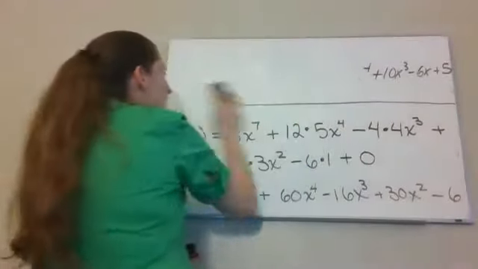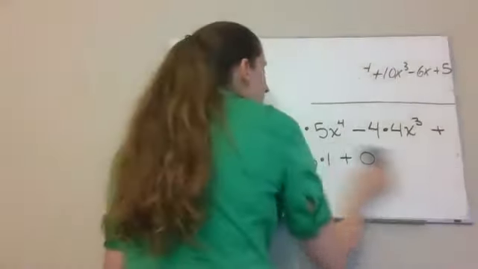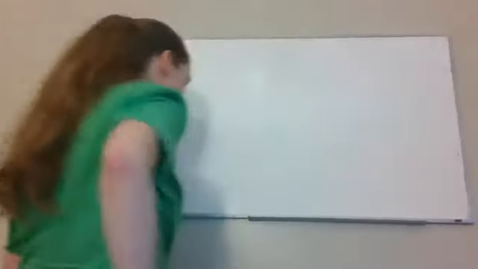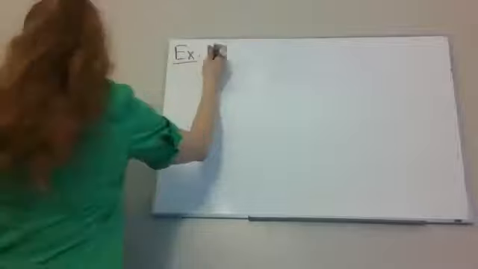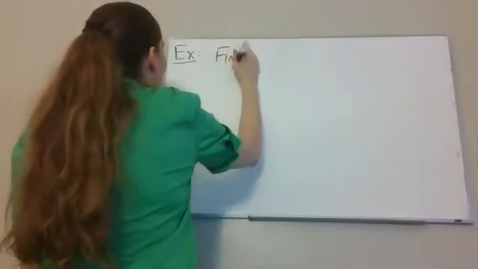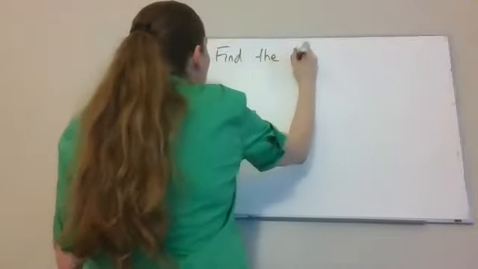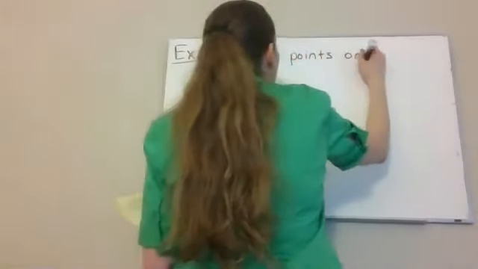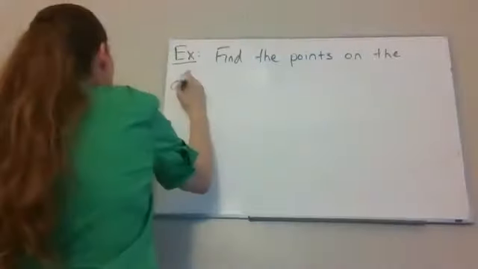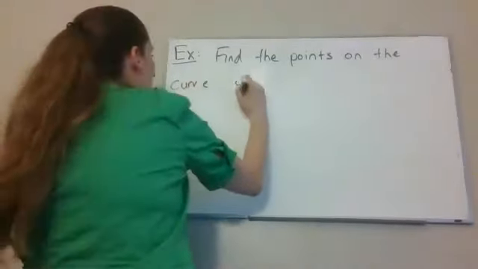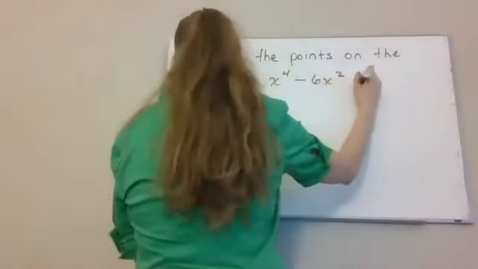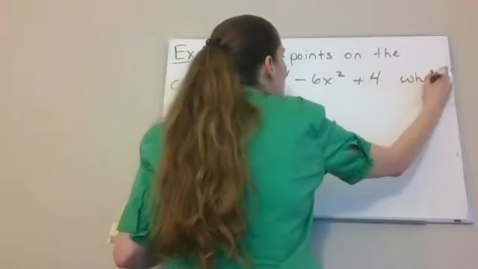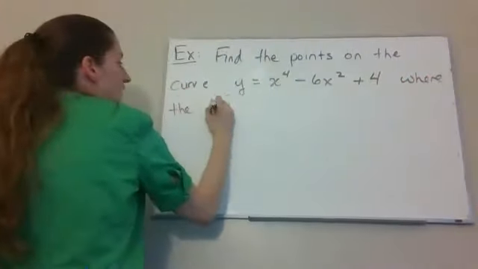Let's do another example. This one's going to be a little more complicated. Find the points on the curve y equals x to the fourth minus 6x squared plus 4, where the tangent line is horizontal.